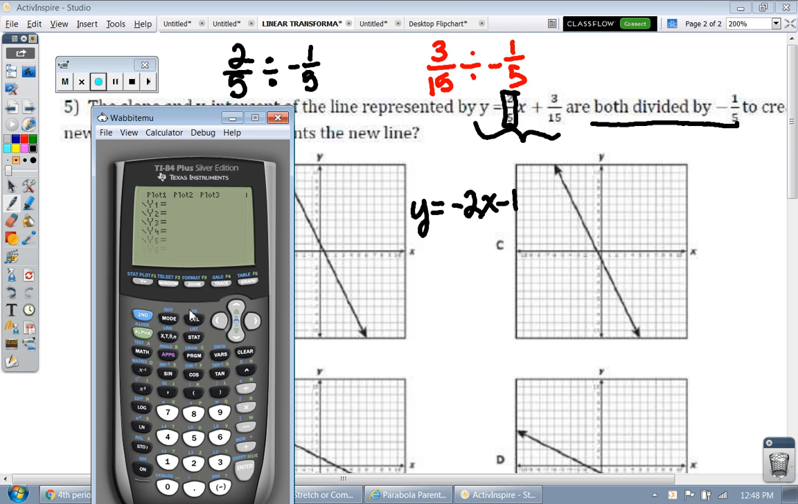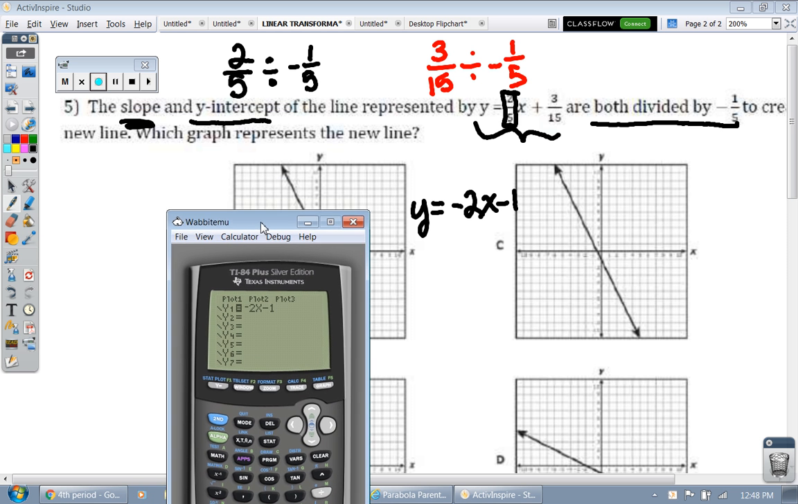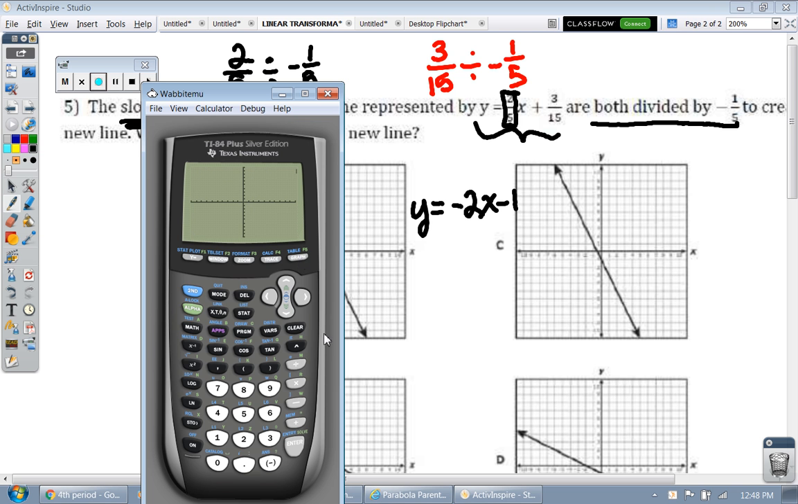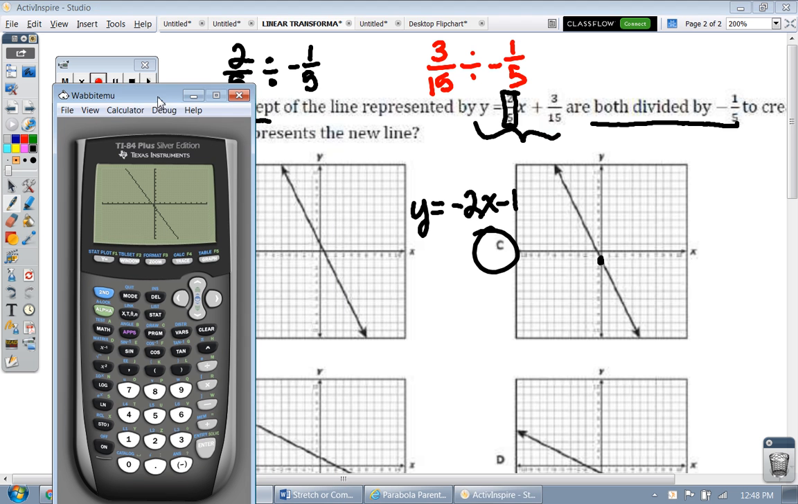So now we're going to graph this guy: negative 2x minus 1. Because the question is asking, which graph represents the new line? Well, this is the new line. So let's graph it. You'll see it crosses the y-axis at negative 1. This one crosses the y-axis at negative 1. It looks very similar, and it is. So my answer is C. The answer is not A because this one crosses at positive 1. We said this number here is our y-intercept.